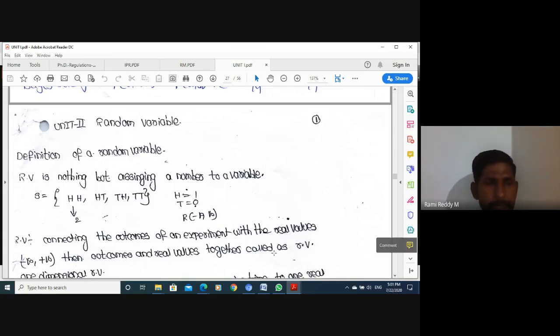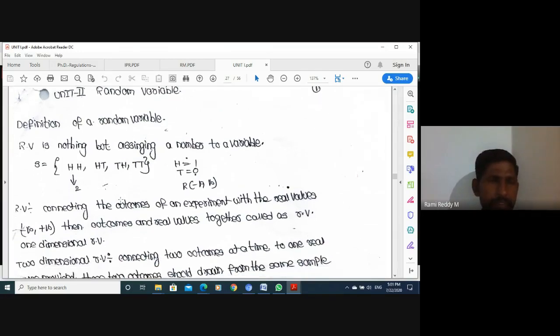So for tossing two coins, the sample space is HH, HT, TH, TT. The condition is to count the number of heads. Here two heads are there, we can assign it 2. Here one head is there, we can assign it 1. Here also one head is there, assign it 1. If there are no heads, we can assign it 0.